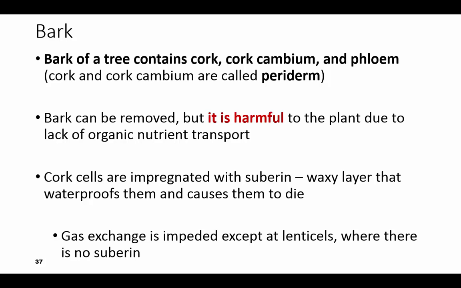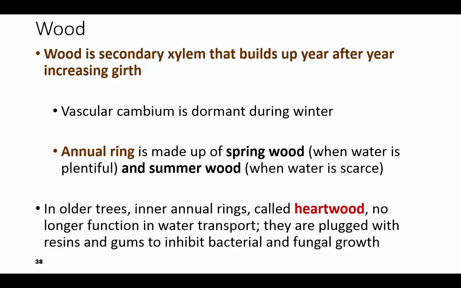The cork cells have suberin in them. It helps to waterproof them and helps them to die. And the only place there can be any gas exchange is in the lenticels that I showed you earlier, where they don't have any of that suberin to keep it from happening, the waterproofing from happening. Wood itself is secondary xylem, and it builds up year after year and makes larger girth. In the winter, vascular cambium is dormant, and so you have an annual ring. It's got spring wood when you've got a lot of water, and summer wood where you don't have much water.